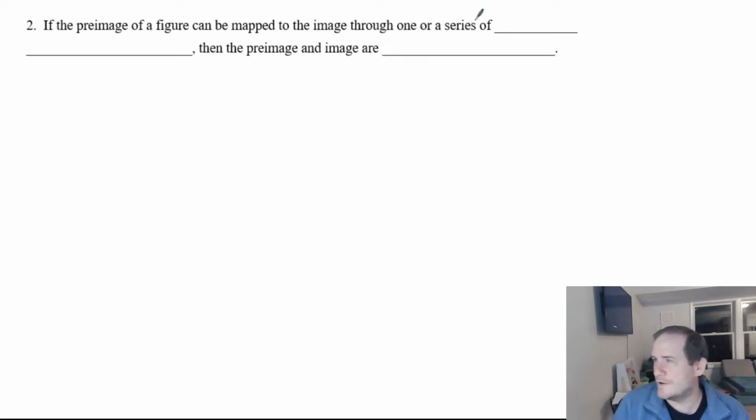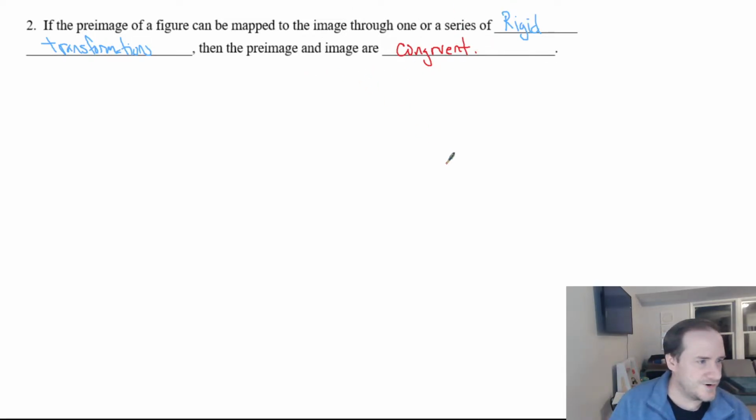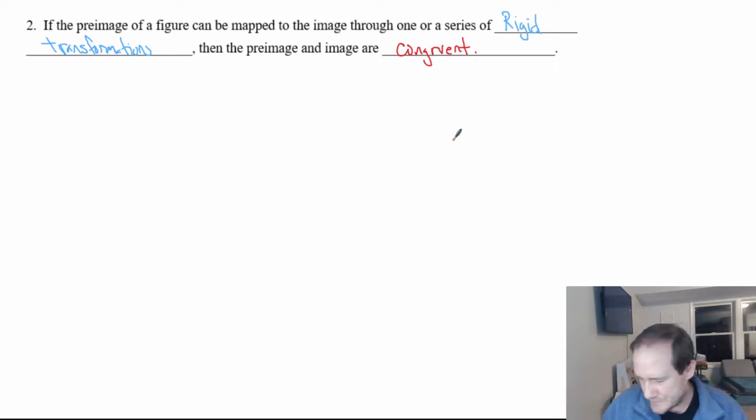This is just some vocabulary. It says if the preimage of a figure can be mapped onto the image through one or a series of rigid transformations, then the preimage and the image are congruent. That's it. That's the definition of a rigid transformation: when you do a rigid transformation, the image will always be congruent to the preimage.